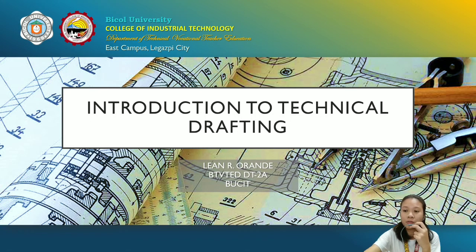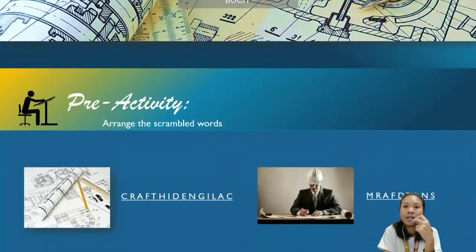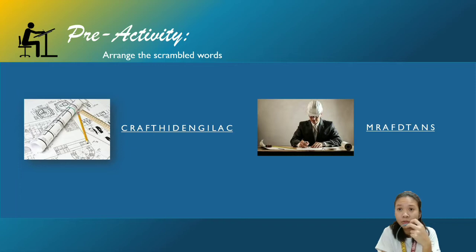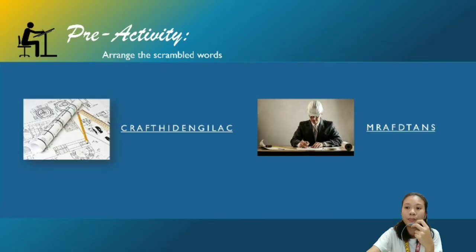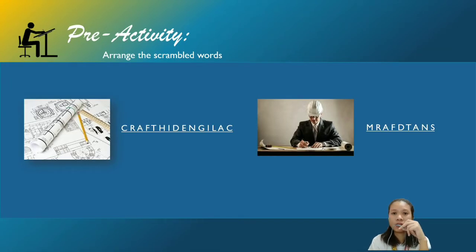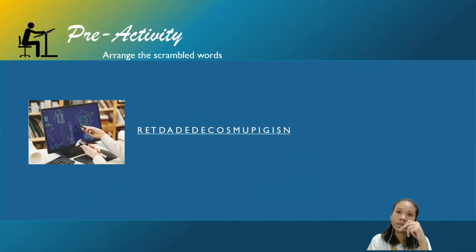So, before we proceed with our lesson, let's have a preliminary activity. Arrange the scrambled words according to the context of the pictures given. So what do you think is the first word? In the first picture it is an image of a technical drawing with graphical symbols, while in the second picture it is a man doing drafting works, or drafting, and in the third picture is a computer software.